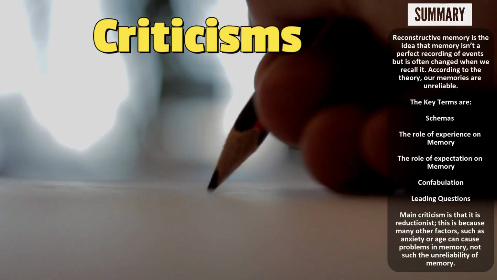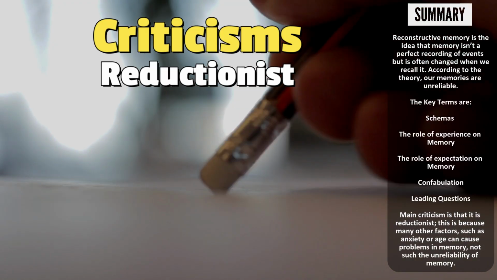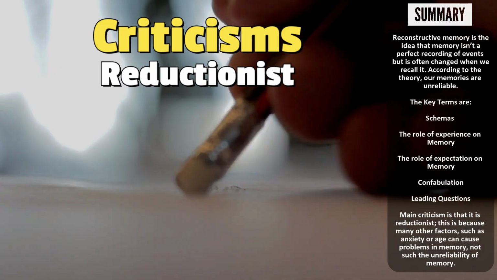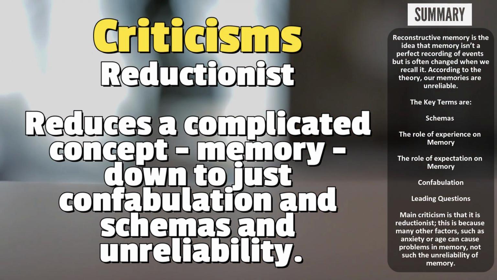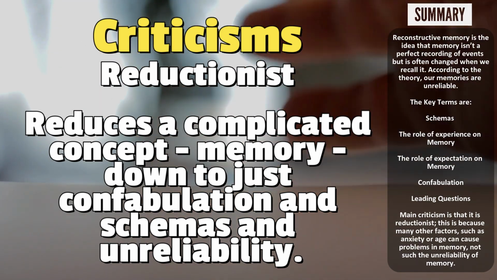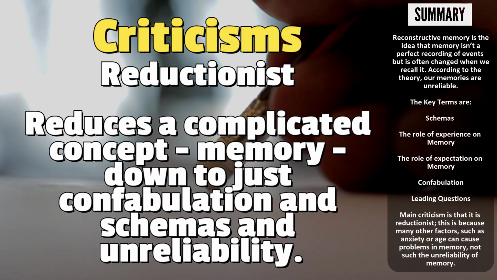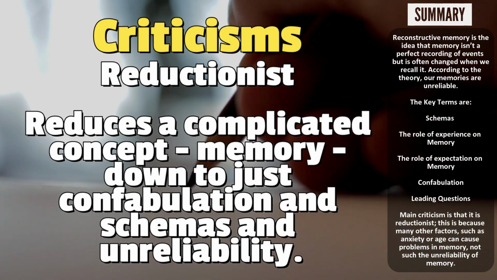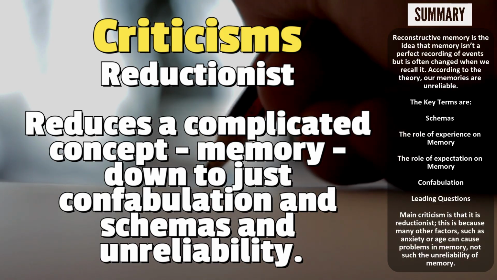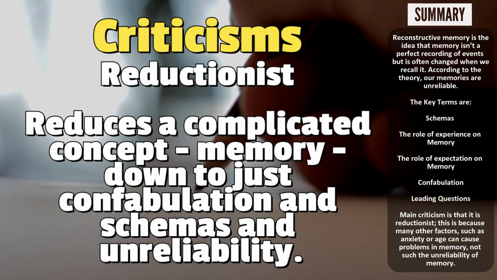Now, as always, we've got to be able to criticize the theory, and the most important criticism, because it's actually named on the spec, is that it's reductionist. Because it's named on the spec, they can ask you, explain why the theory of reconstructive memory is reductionist. And the answer to that is because it focuses on how we create schemas and we reconstruct our memories, but it fails to explain how these things actually happen in the brain. It takes something really complicated, in this case, our entire experiences of our memories, and it simplifies it down to just a few key terms and the idea that our memories are unreliable and they confabulate. In reality, memory is way more complicated than this, so it could be argued to be very reductionist.